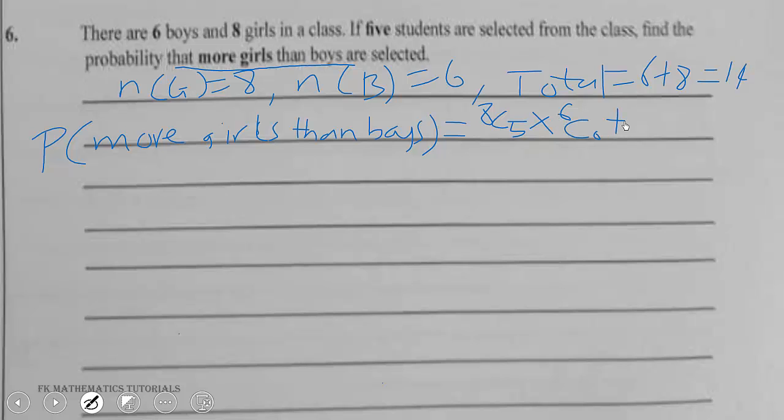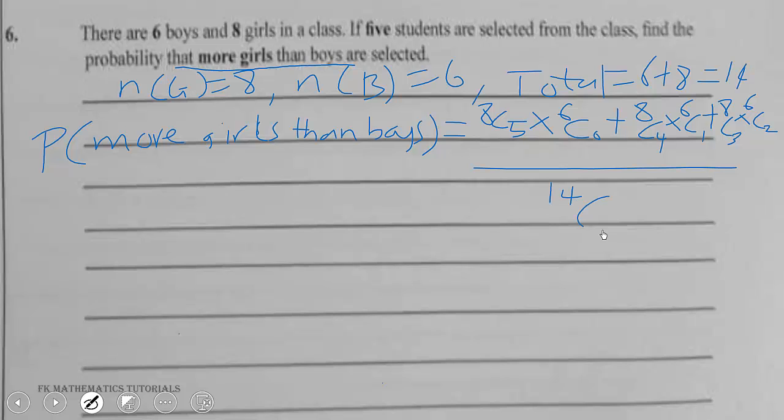Another possibility is that 4 of them will be girls. So in that case we choose 4 from 8. Then 1 of them will be a boy, so we choose 1 from 6. Or another possibility is that 3 of them will be girls and 2 of them will be boys. We can't go further because girls should be more than boys, so we end there.